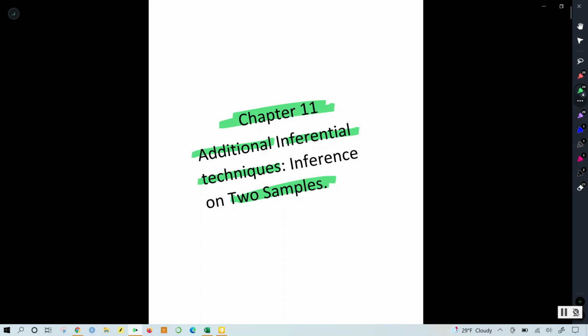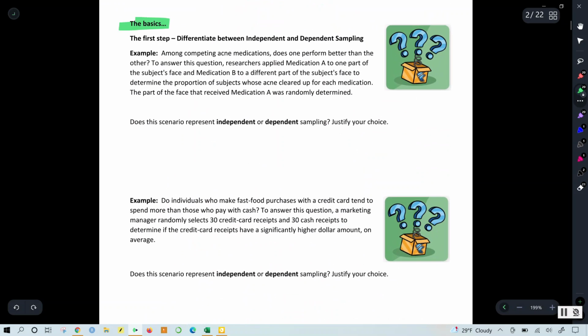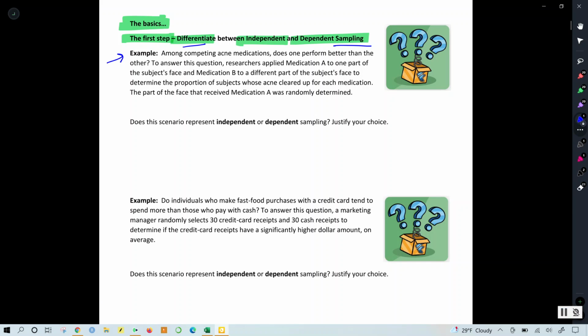In particular, you will learn that when we compare two populations, those two populations could either be dependent or independent populations. To get us started, we shall look at a couple of basics. The first step is to differentiate between independent and dependent sampling. The best way to explain this will be to use a scenario to illustrate the difference between these two types of sampling techniques. The first example reads as follows.